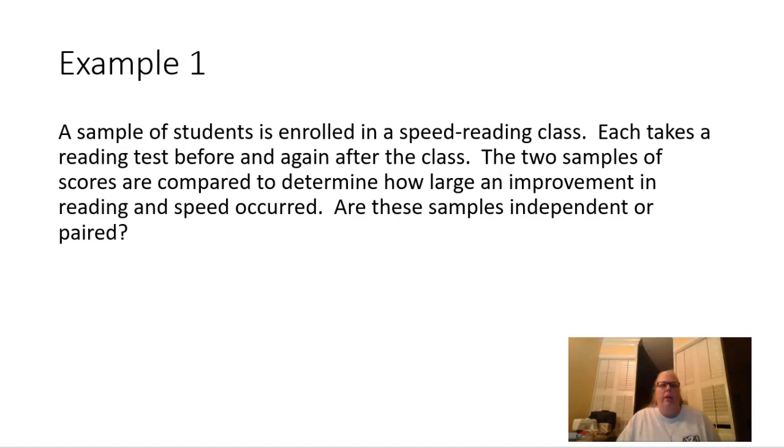Example 1. A sample of students is enrolled in a speed reading class. Each takes a reading test before and again after the class. The two samples of scores are compared to determine how large an improvement in reading speed occurred. Are these samples independent or paired? Well, since it's the same student who has taken the test both before and after, we can consider these samples to be paired.